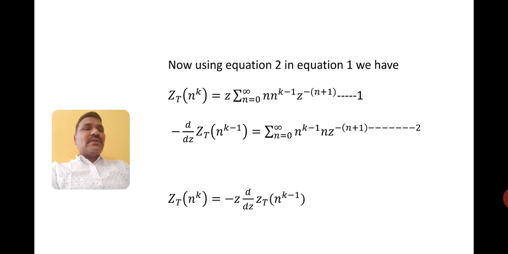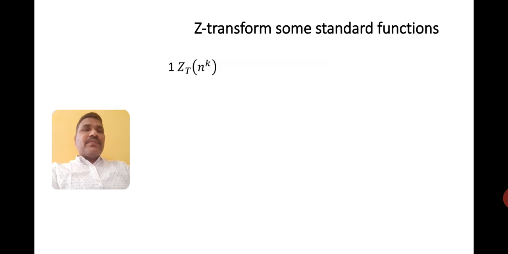What is that equation? Now just see equation 1. The left-hand side is as it is, the z transform of n to the power k is equal to minus, and the right-hand side is replaced by the left-hand side of equation 2. I am repeating, the right-hand side of equation 1 is replaced by the left-hand side of equation 2. After replacing, we get the required answer. This is the required answer.